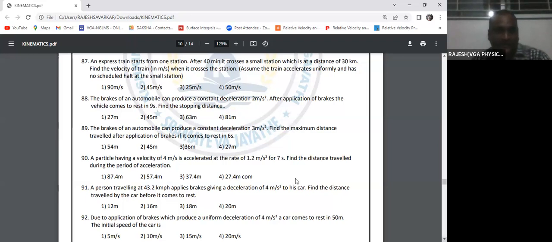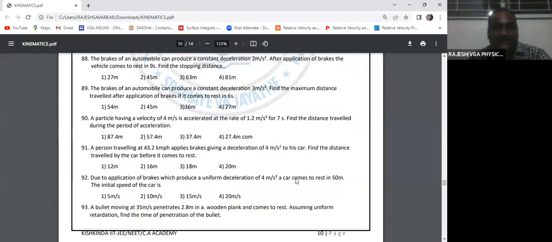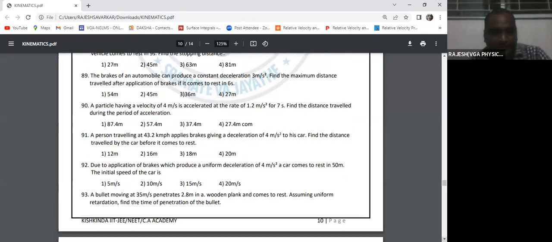Next one. A particle having a velocity of 4 meters per second is accelerated at a rate of 1.2 meter per second square for 7 seconds. Distance traveled during the period of acceleration: s equal to ut plus half a t square. So ut is 7 into 4, that is 28, plus half a t square. Half a is 0.6 into 49. Calculate that one. Maybe 57.4, whatever you are getting.